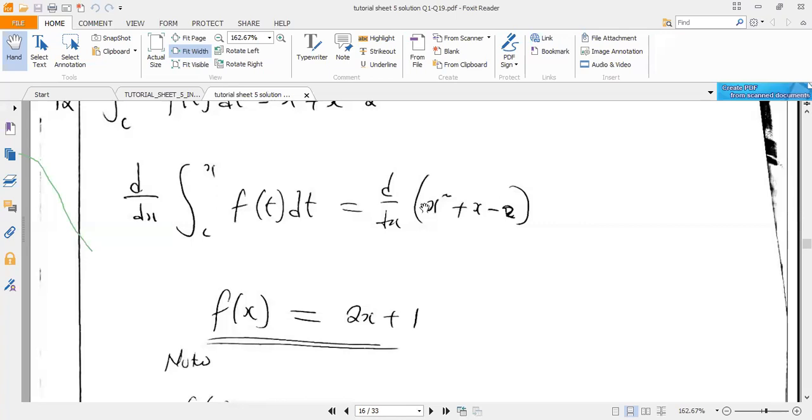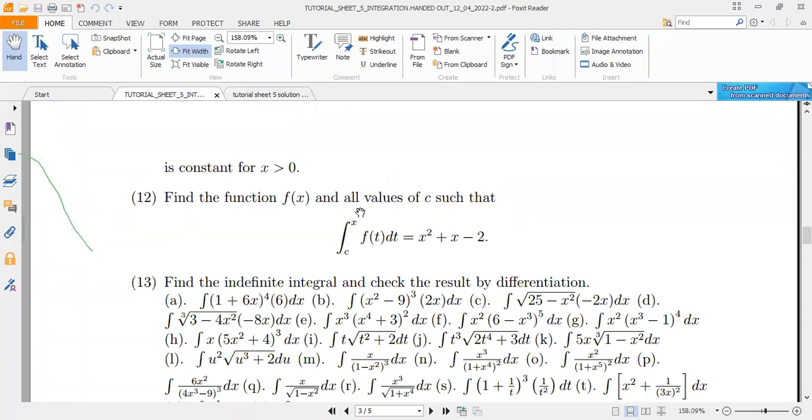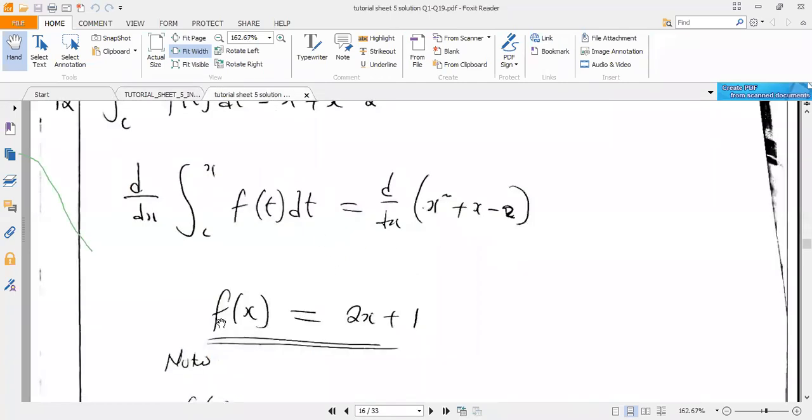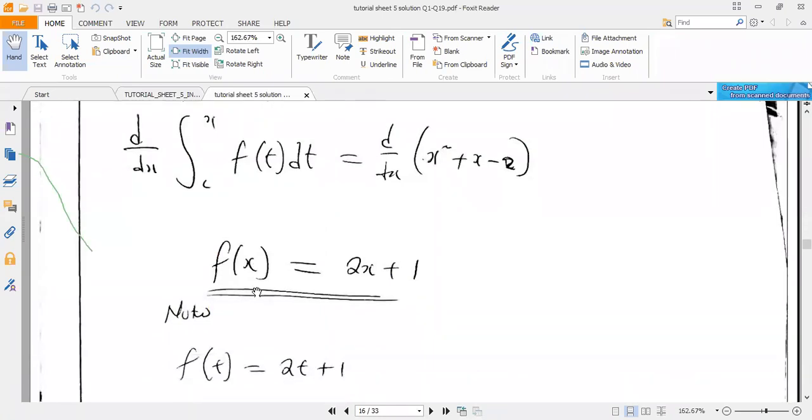Which is equal to, we take the derivative as well from the right hand side, the derivative of x squared plus x minus 2, which is equal to 2x plus 1. So we know that f of x is equal to 2x plus 1. When you have done the first part, you'll find your f of x. Now, another question is, if you find f of x, find the values of c such that this thing holds true. So to find those values of c, you now plug in.